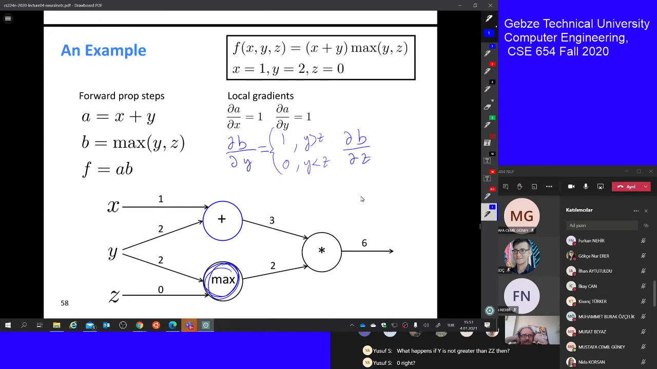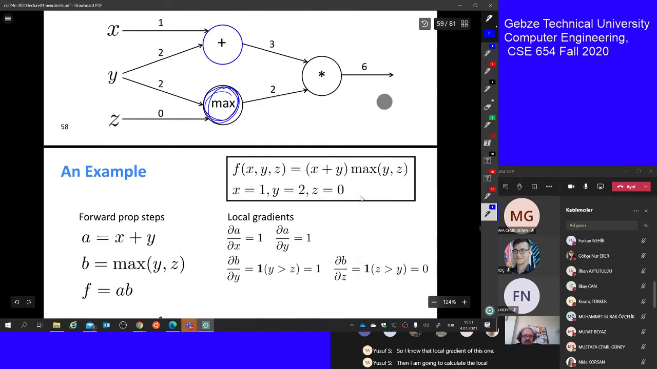Okay, so exactly the same thing with respect to z. It is 1 if z is less than y, and 0 otherwise. So something like that. So I know the local gradient of this one. Then I am going to calculate the local gradient of this one.